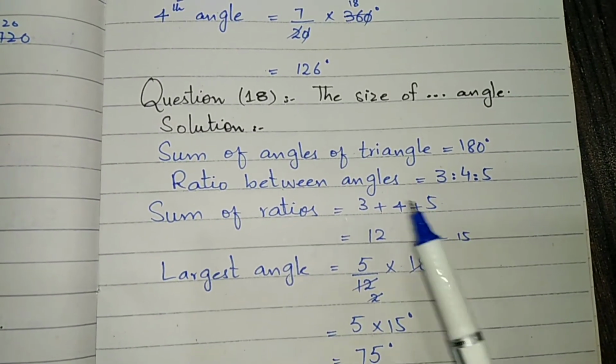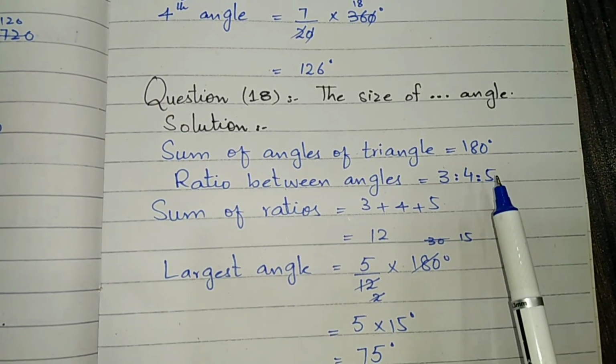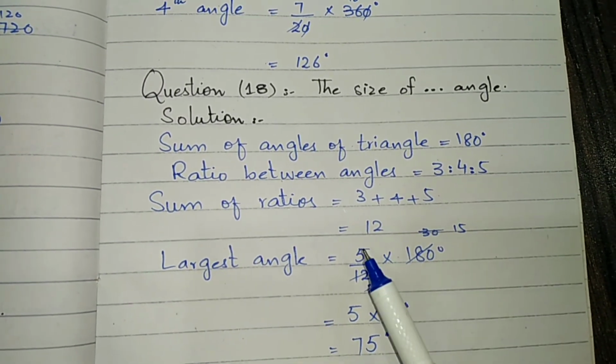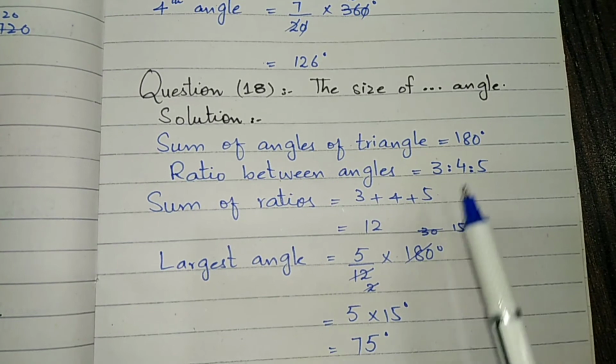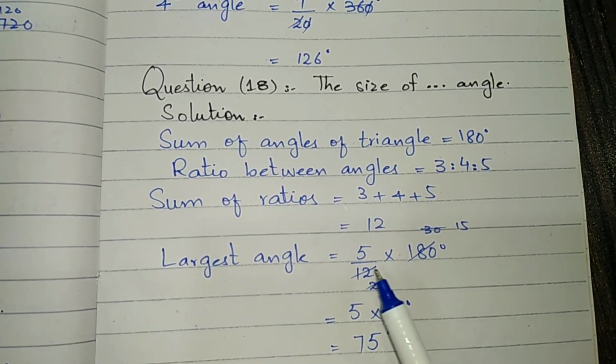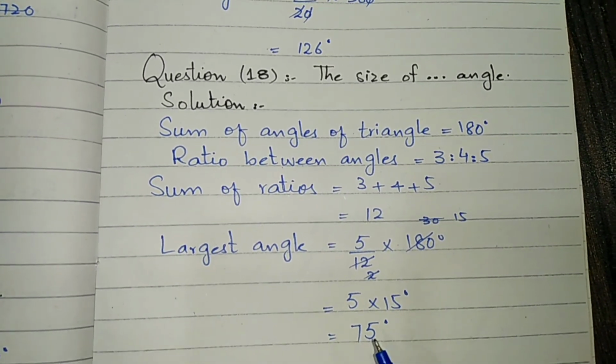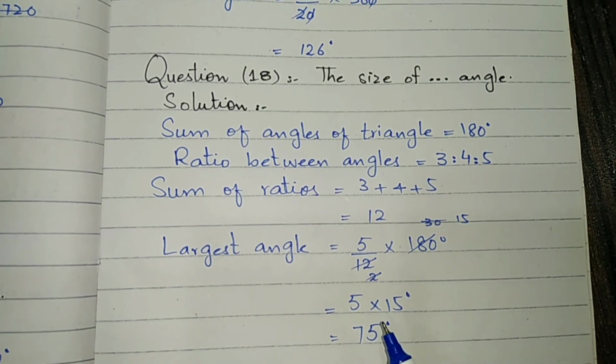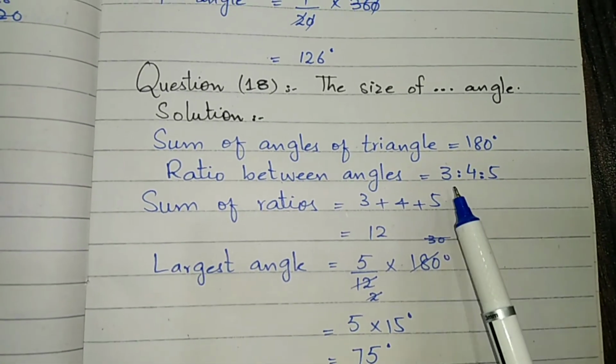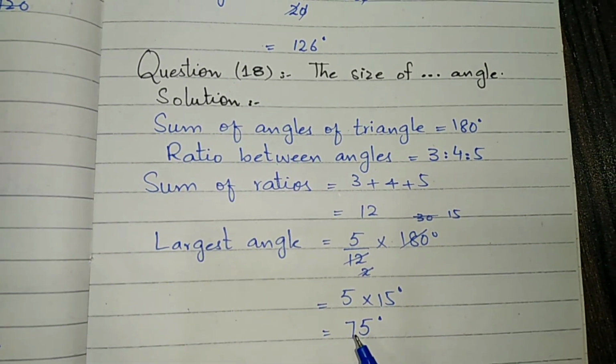So we have to find the last angle, that ratio is 5. So 5 divided by 12 multiplied by 180. And after the cancellation we get 5 multiplied by 15, so 75 degree. So the largest angle of that triangle whose ratio is 3:4:5 is 75 degree.